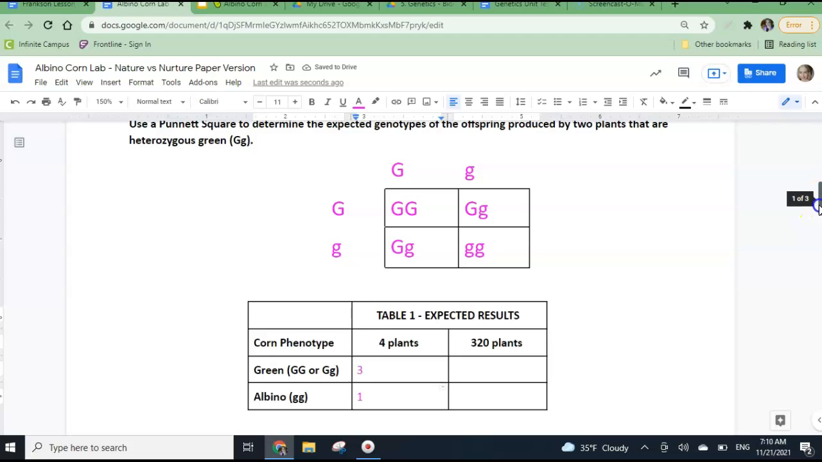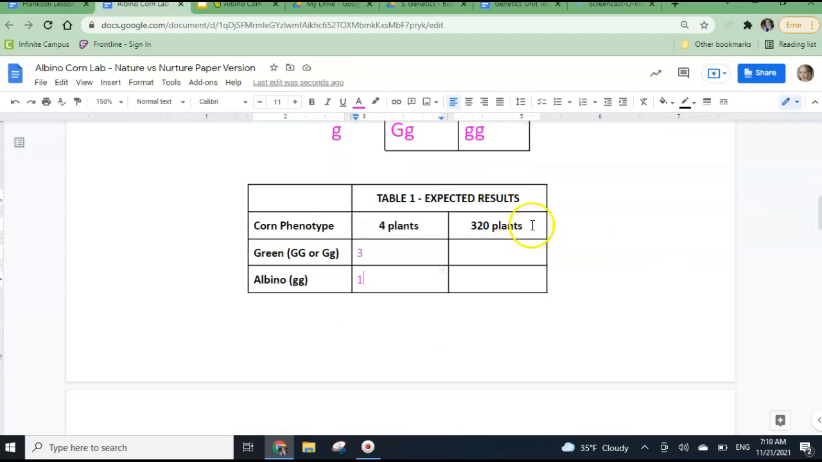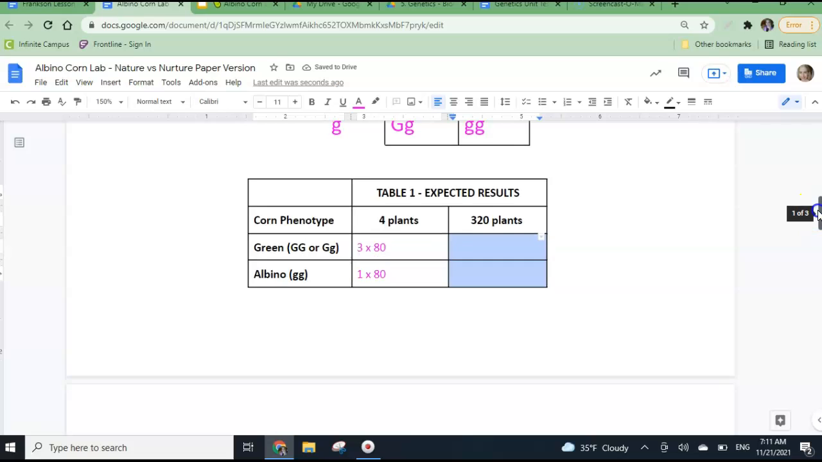Now, in order to get our expected results out of 320, 4 times what equals 320? If we take off a 0 here, 4 times what is 32? 4 times 8 is 32. So we're going to have to multiply each one over here by 80 to get our answers. And you're going to record those in this chart right there.